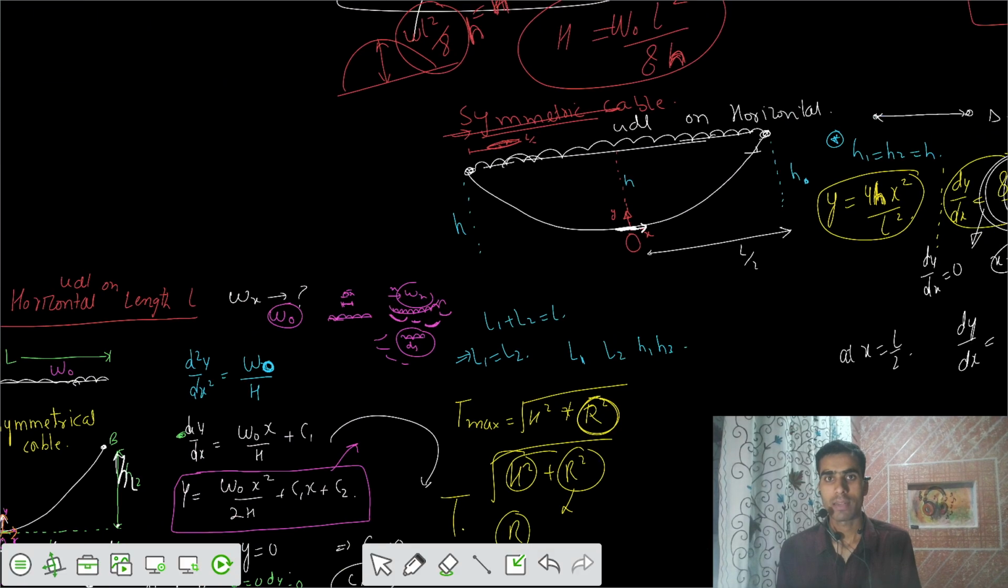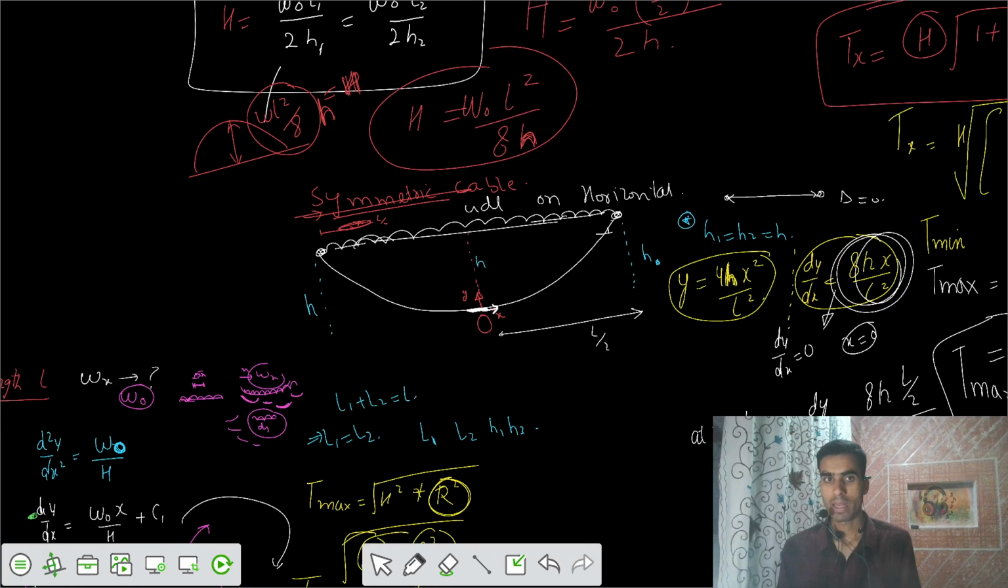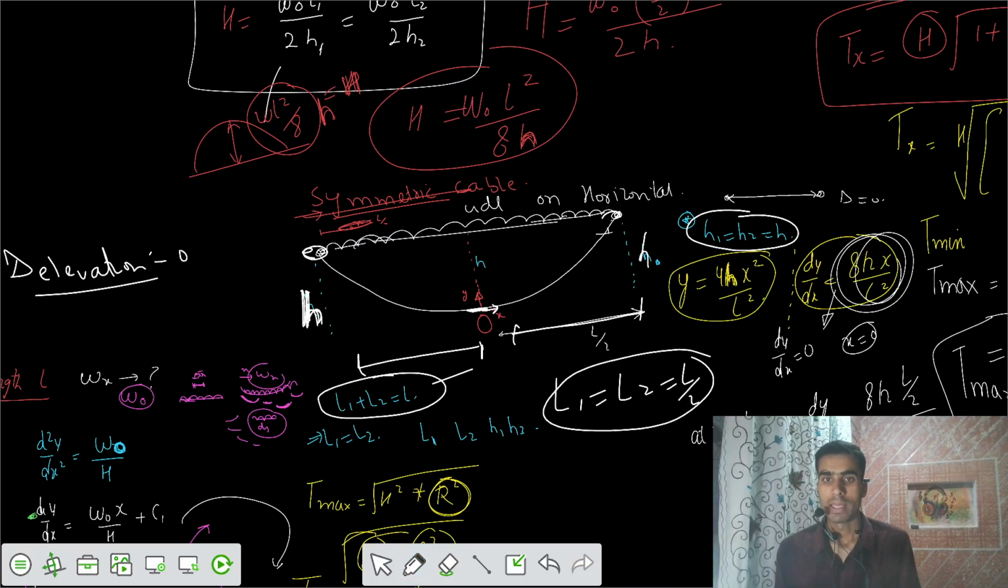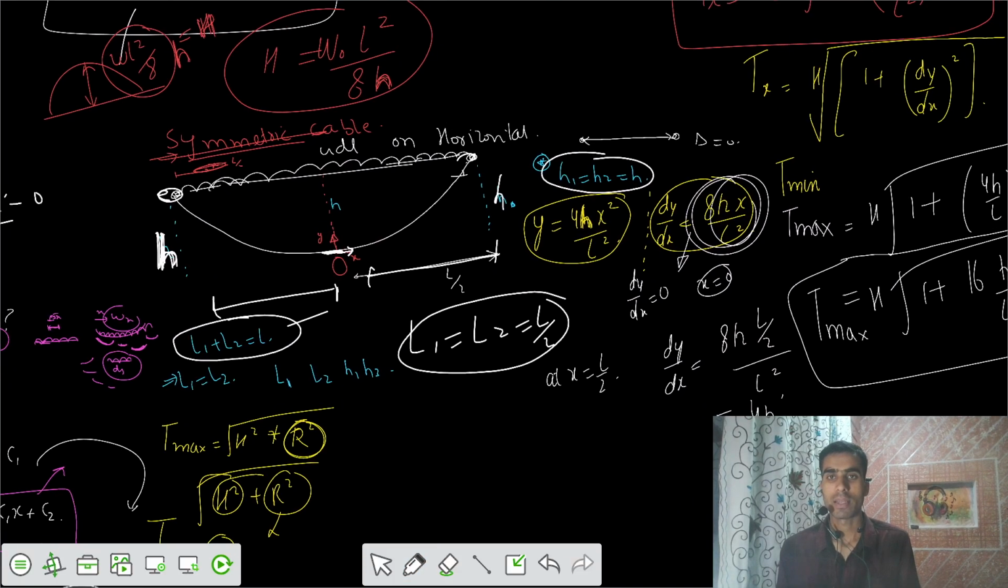Now, for the second case, we call this a symmetric cable. Here the supports are at the same level, so the elevation difference is 0. Because of that, the profile becomes symmetric. So let's say H1 equals H2 equals H, and one more thing is that L1 equals L2. We know L1 plus L2 equals L, so L1 equals L2 equals L by 2.